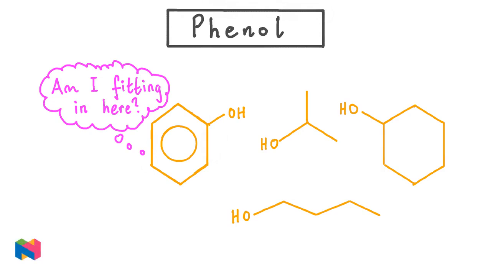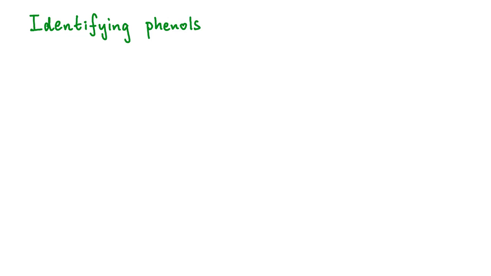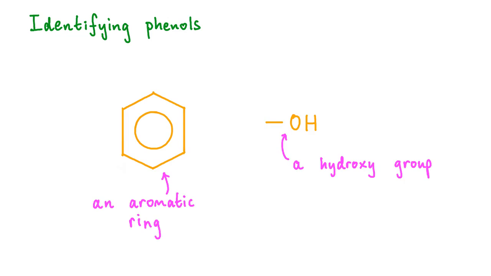In this video, we will learn how to describe the physical and chemical properties of phenol. In the first section of this video, we'll look at how we identify phenols. Phenols are organic molecules that contain a hydroxy group bonded directly to an aromatic ring.